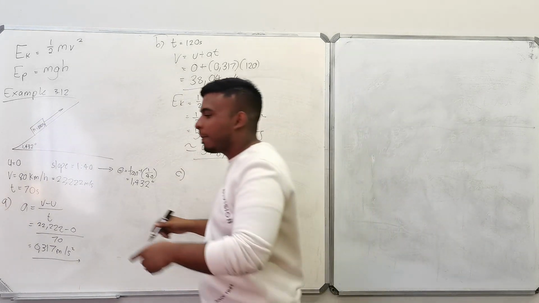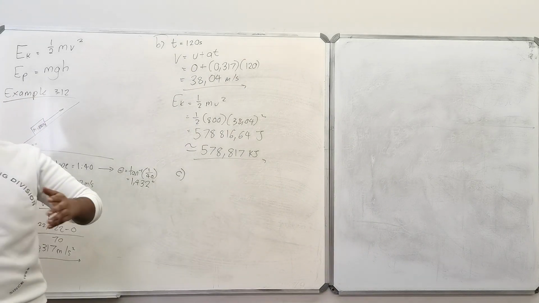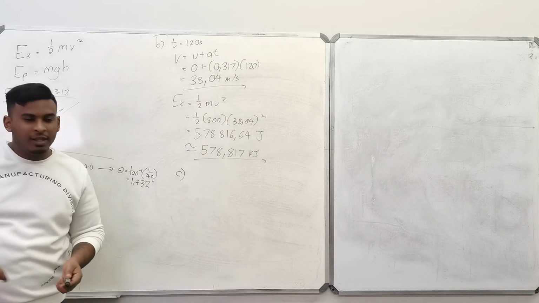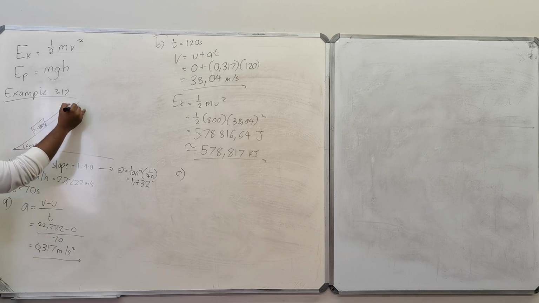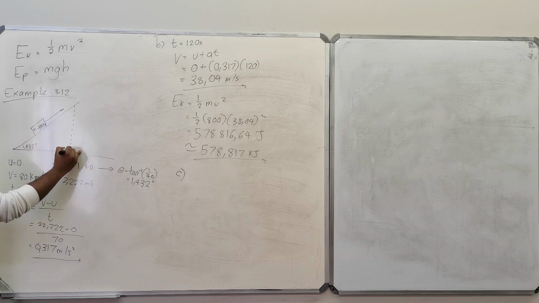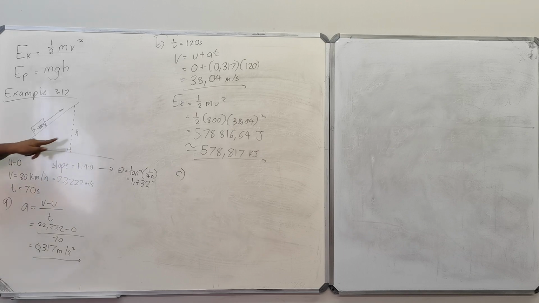So your potential energy. Potential energy formula, E equals mgh, right? Do we know the height? We'll have to work it out. So remember after 70 seconds, just say the object is here. This will be your height. We know the angle, we know the height. Do we know what that hypotenuse value is?